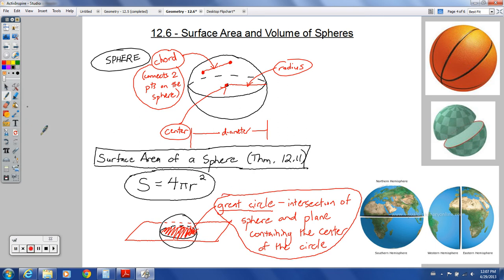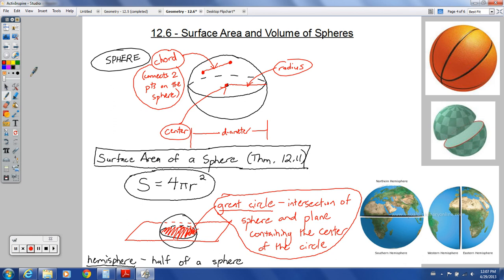And there's one more definition I want to throw in here. I think I can squeeze it down right here. It's a pretty quick definition. A hemisphere. All you really need to know to get that is that it's half of a sphere. So a hemisphere is half of a sphere.